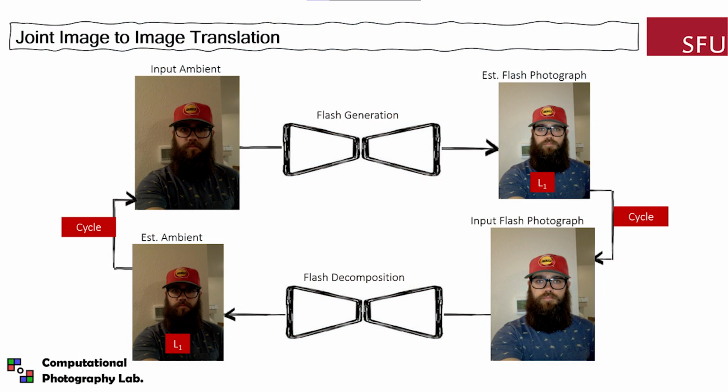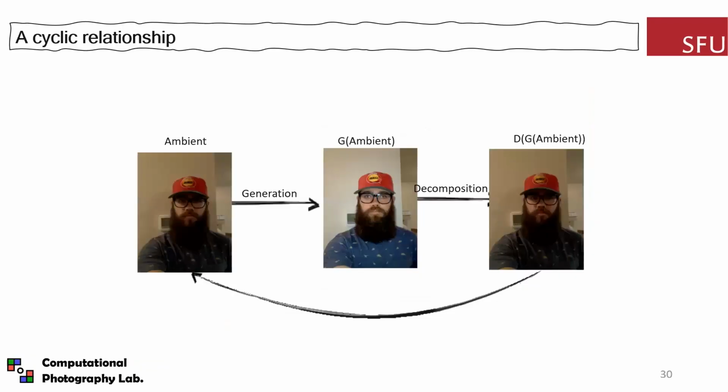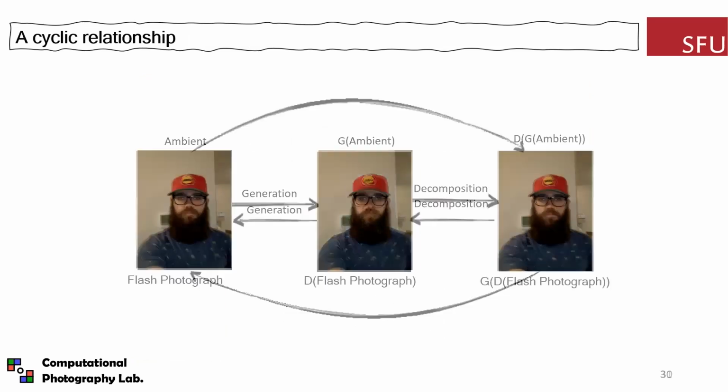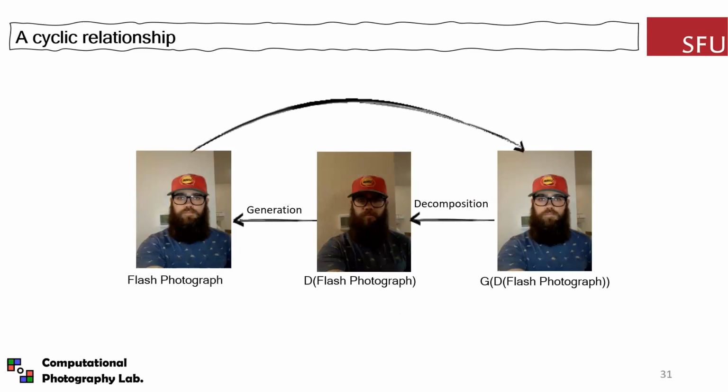Now let's go back to our tasks. Inspired by previous work, we defined two image-to-image translation methods and we supervise them by L1 loss function. We also observe a cyclic relationship, which means we should be able to translate ambient illumination to flash photograph and back to the original image. Same relationship is true for the flash photograph.